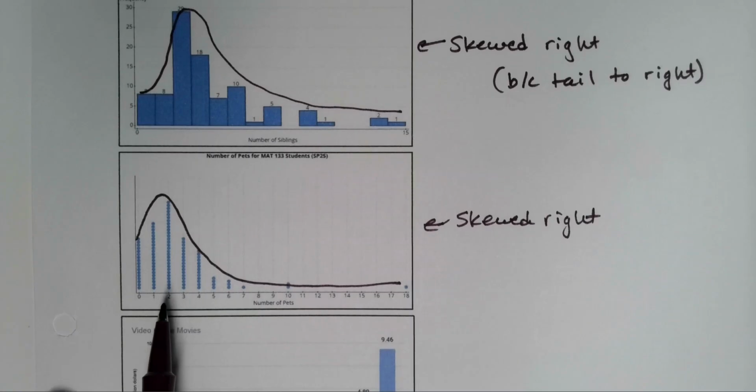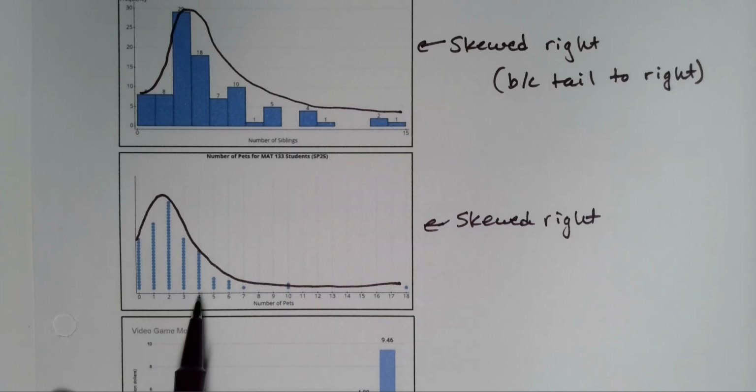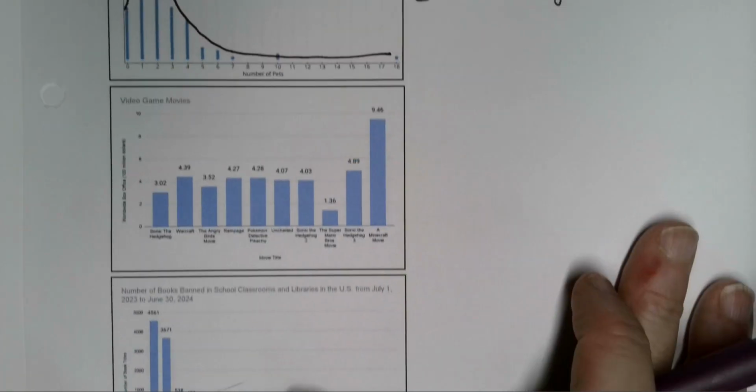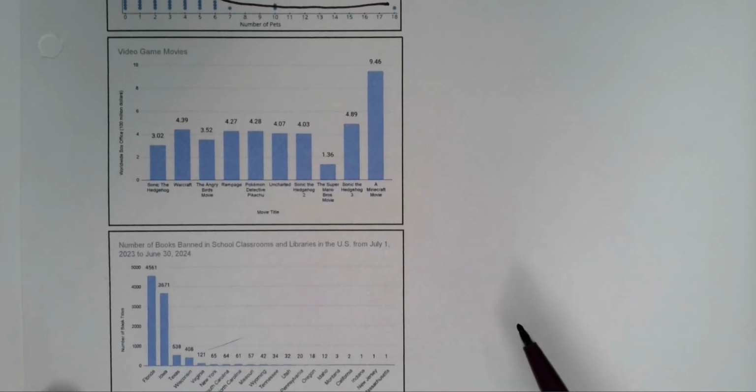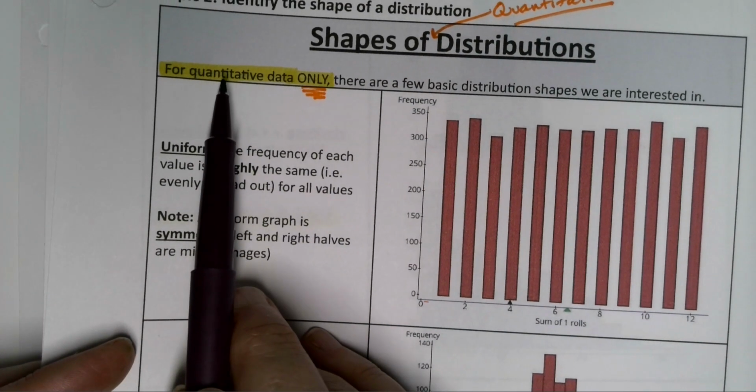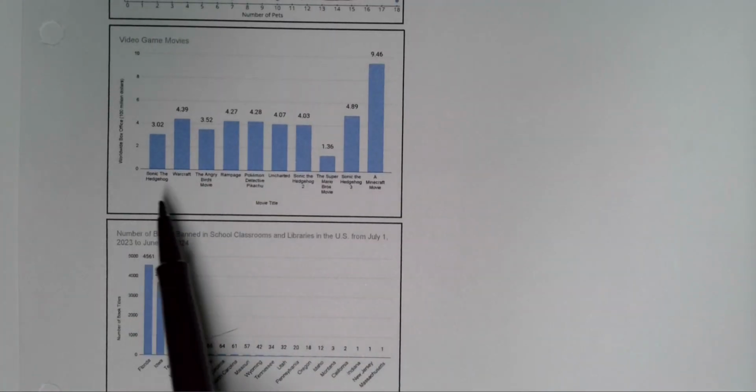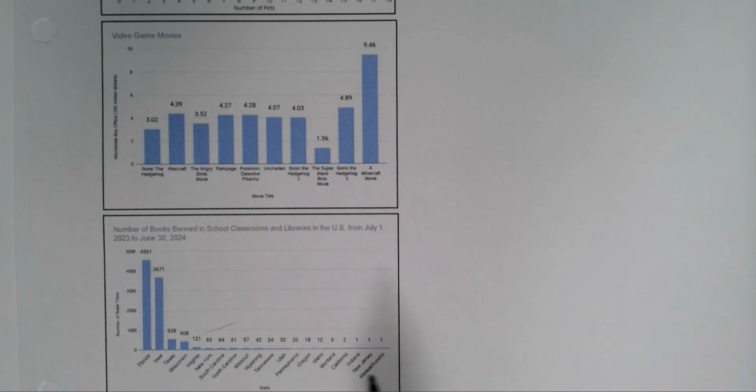Whereas over here, numbers on a number line have an inherent order. 0 is to the left, 1, 2, 3, and 18 is over here to the right. It has an inherent order to the x-axis. But down here, it does not. That's why it said on the other page that you could only figure out the shapes for quantitative data, right? That's because for qualitative data, the x-axis is arbitrary.